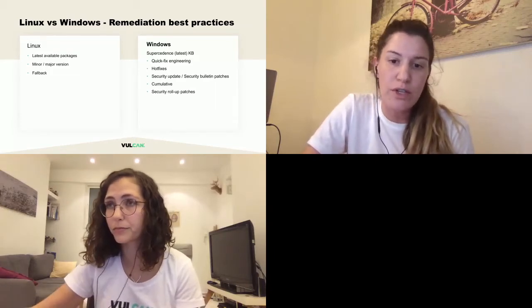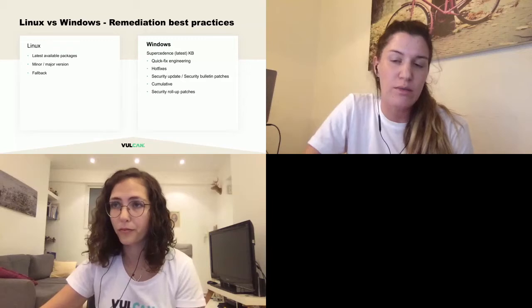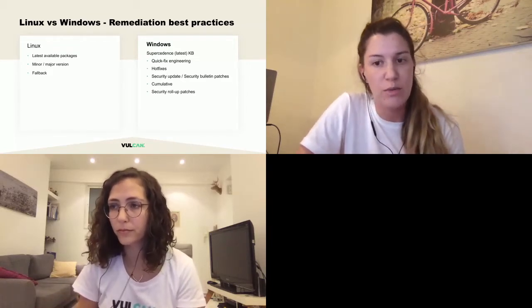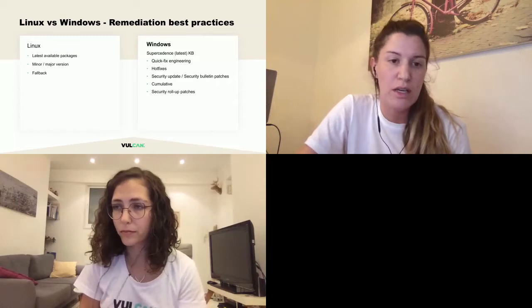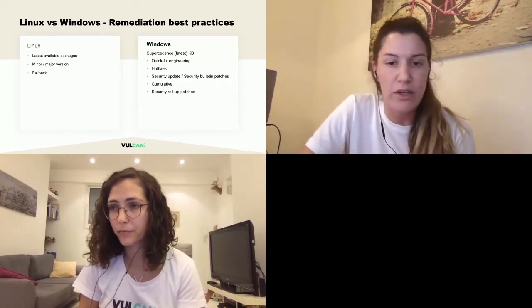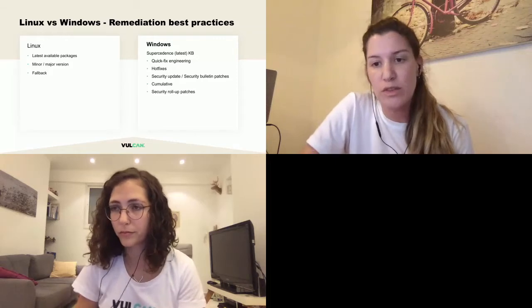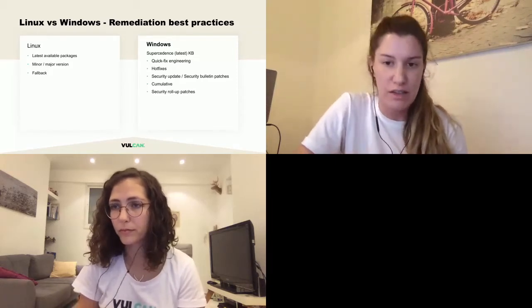If you want to fix a vulnerability on a Windows operating system, things are slightly different. First, make sure you update to the latest KB, which is called the supersedence KB. KBs, as I guess you all already know, are Microsoft knowledge base repository articles. They are the articles inside the repository.